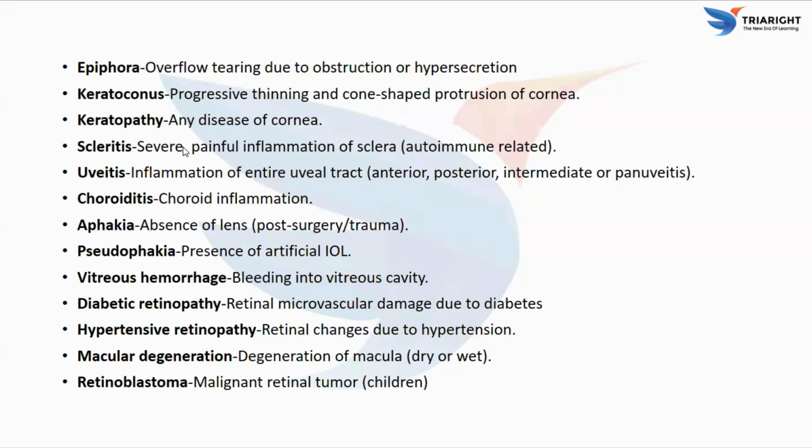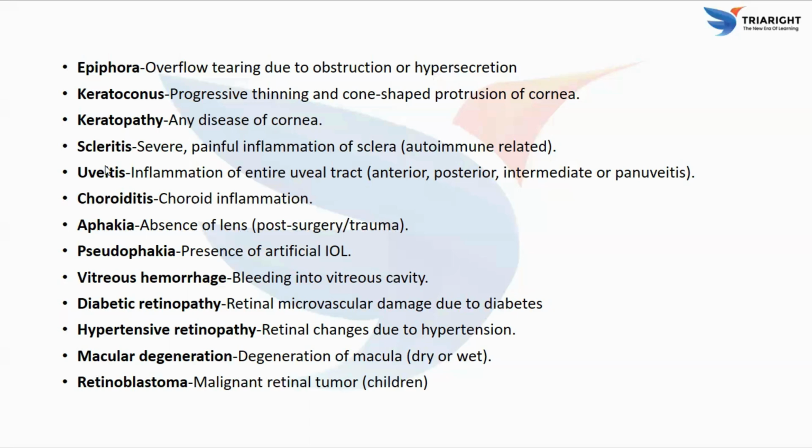So keratopathy is a generic term meaning any disease of the cornea. So this is used whenever the exact type is not specified. And scleritis is a severe painful inflammation of the sclera. Sclera is the white outer layer, right? It's the white outer layer of the eye. So deep boring pain is characteristic of the scleritis, and it is often an autoimmune disorder. So the scleritis is more serious than the episcleritis.